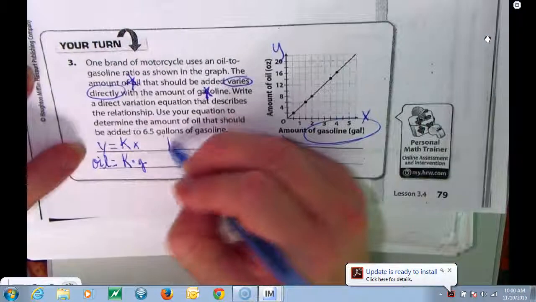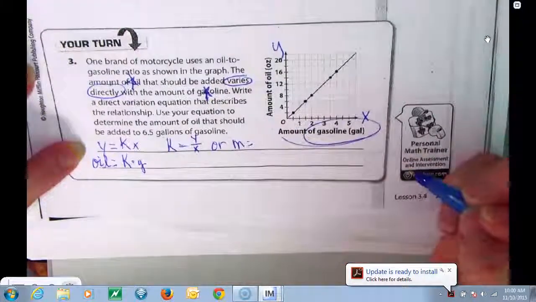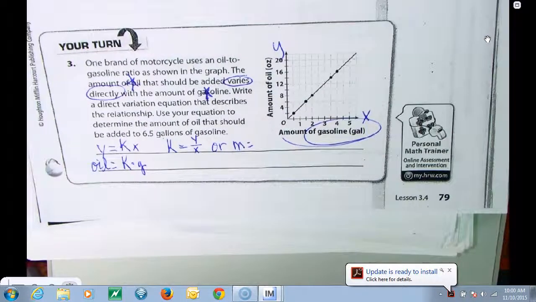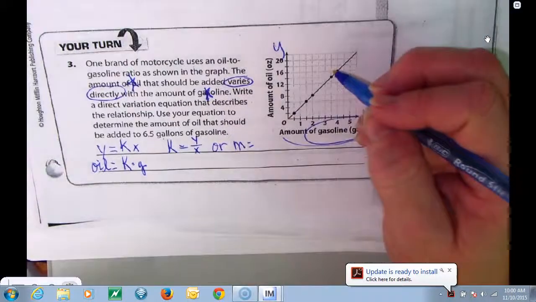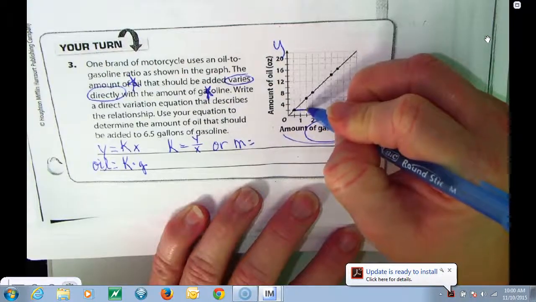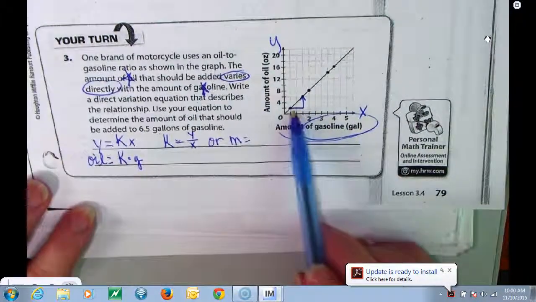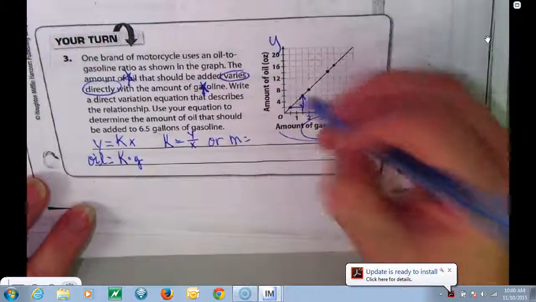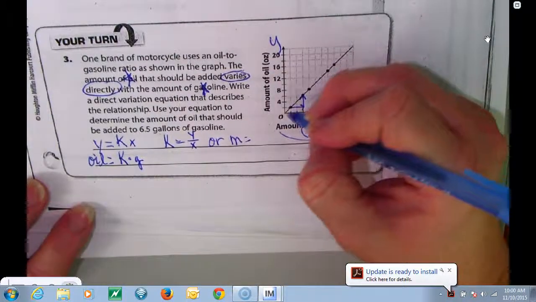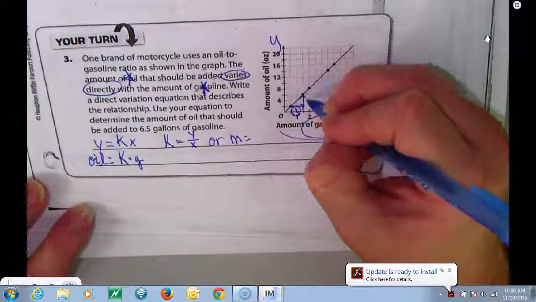So we're going to come over here, K equals Y over X. Or we could do the slope. Let's do the slope. Either one's easy. But I want to practice on slope. So I'm going to pick the first two points. That's not the best two, but okay. What is it going over? It's counting by halves, right? So 2 halves, it would be 1. And it's going up what?